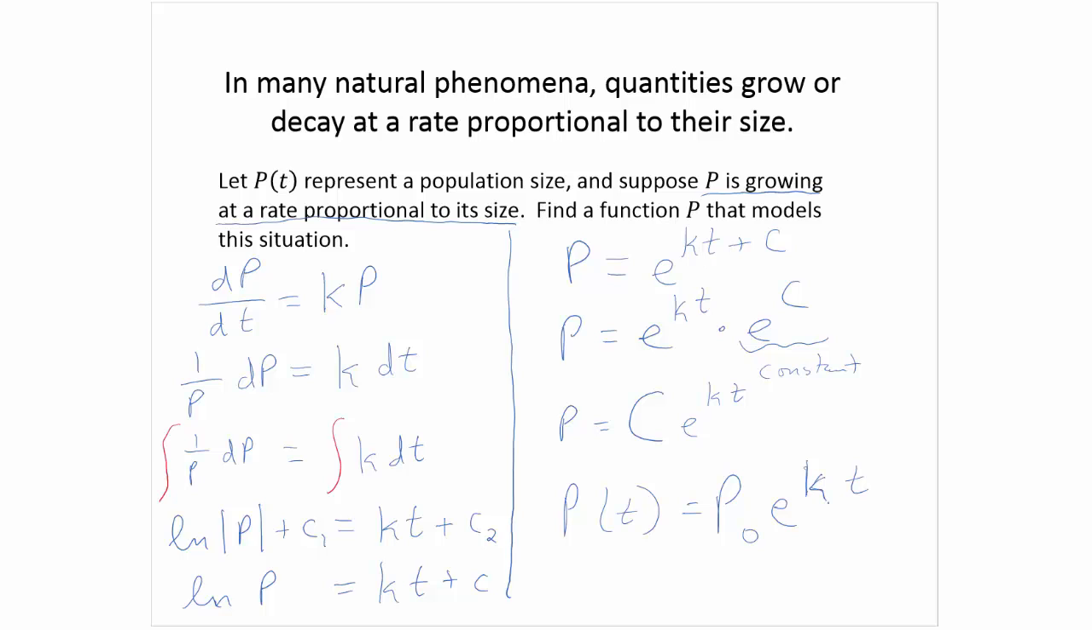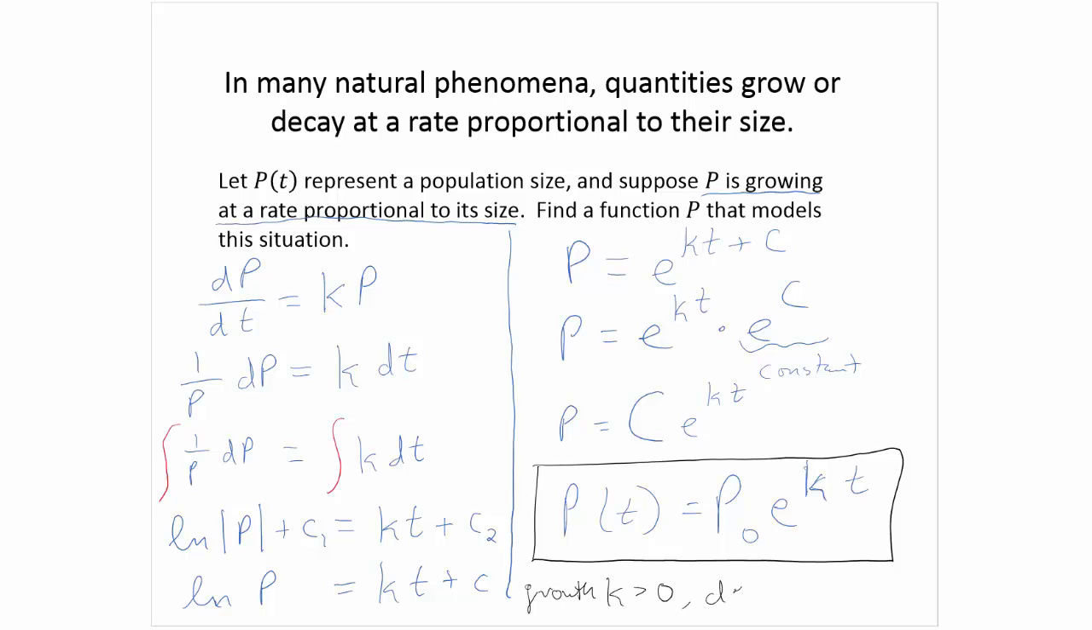And so what we have now is something that you probably saw in a college algebra course that you called exponential growth. And what we've seen is that we have growth for k positive, and we have decay for k negative.